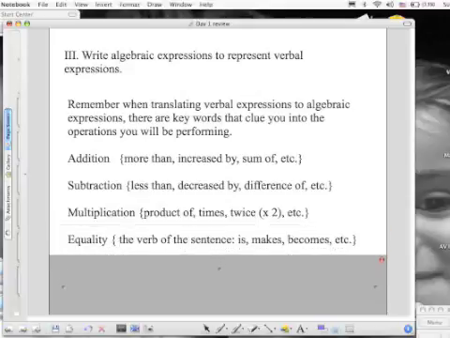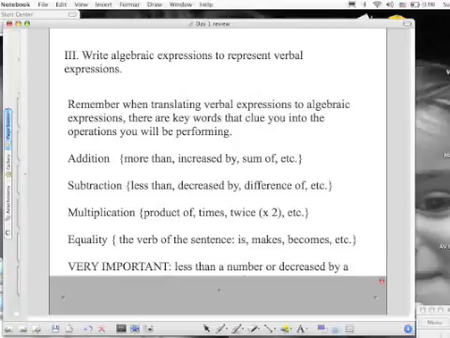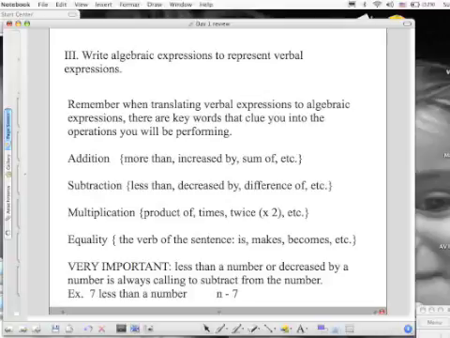Equality, remember the verb of the sentence is where your equal sign is going to show up. You see the word is, that means equals. Makes, becomes, those mean that is where the equal sign shows up. And very, very important, remember that when you see less than a number or decreased by a number, you are to subtract from that number. 7 less than a number is represented as n minus 7, not 7 minus n.